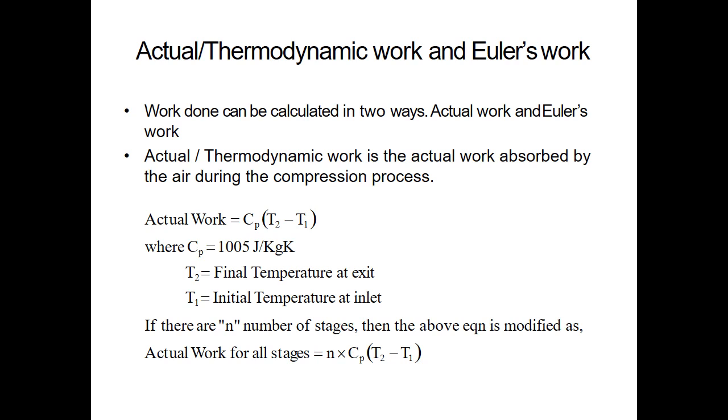Actual or thermodynamic work and Euler's work. Work done can be calculated in two ways, that is actual work and Euler's work. Actual or thermodynamic work is the actual work absorbed by the air during the compression process. Now we know that actual work is equal to Cp into T2 minus T1, where Cp is the specific heat at constant pressure, which is equal to 1005 joule per kilogram Kelvin. T2 is the final temperature at exit. T1 is the initial temperature at inlet.